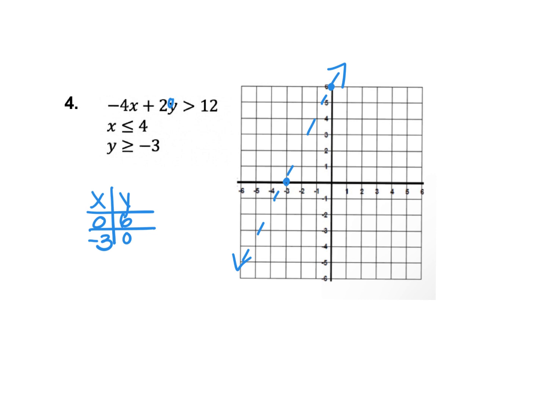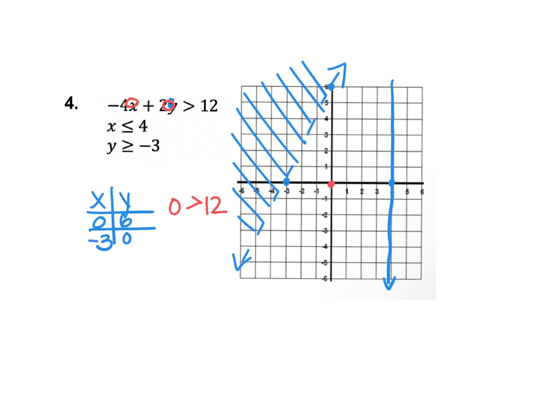And now we have to determine which direction we're going to shade in. Plugging in the zeros, is 0 greater than 12? Well, 0 is not greater than 12, so we have to shade in the opposite direction. So we're going to go this direction. All right, our x is less than or equal to 4. Remember, that's a straight up and down line, and it's going to be solid. So that means we're going to be shading this direction.